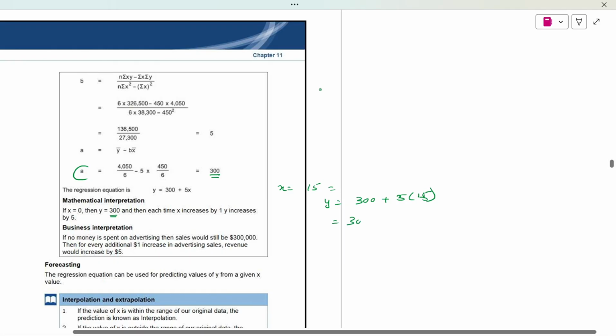I am giving just an example. 5 times 15 will be 75. Then Y equals how much? Y is nothing but the total cost. The total cost is equal to 375.